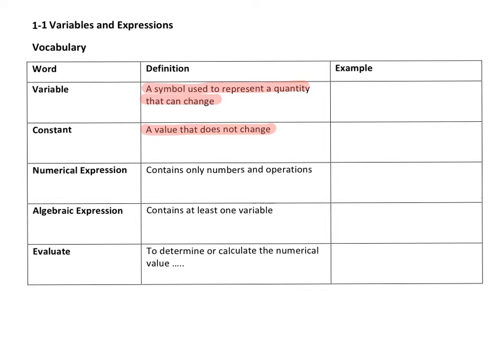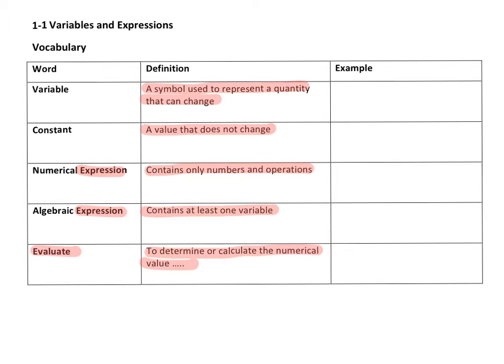Numerical expressions contain only numbers and operations. Now remember, it's an expression, not an equation. And then an algebraic expression contains at least one variable. It can have more than one, but it has to have at least one. And then when I say to evaluate, that means we're going to plug a value in and determine or calculate the numerical value.